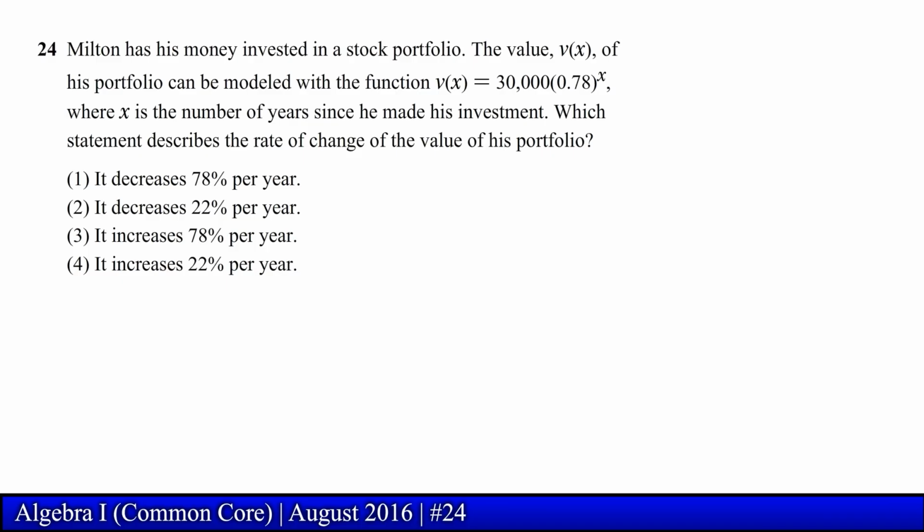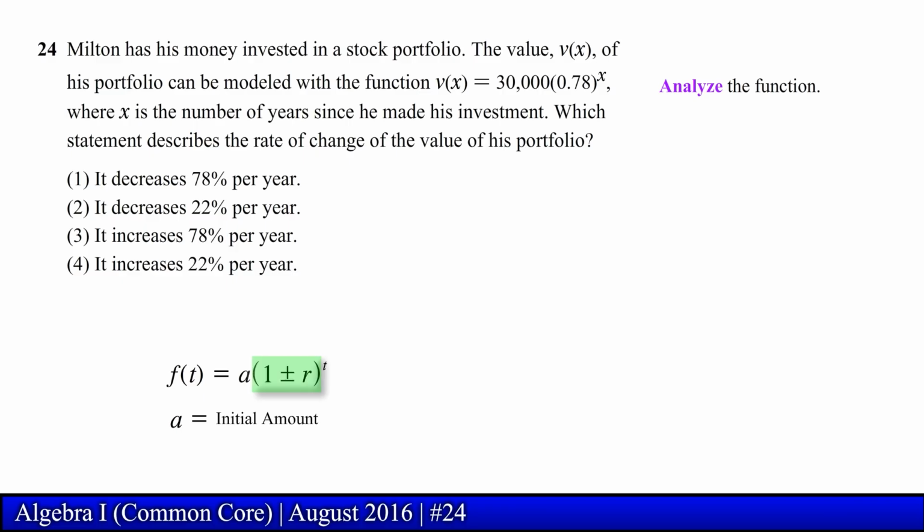In this problem, we need to determine how the value of a particular investment is changing every year. We can determine this by analyzing the function v of x. Notice that the function v of x represents an exponential function. Recall that an exponential function has the following form: a times the quantity 1 plus or minus r raised to the power of t. Here, a represents the initial amount. For this problem, the initial amount is 30,000, the initial investment.